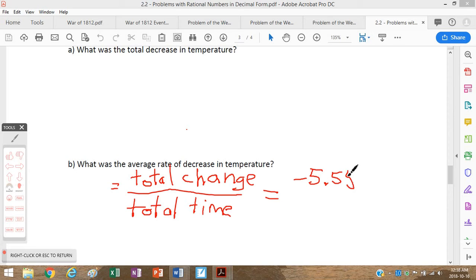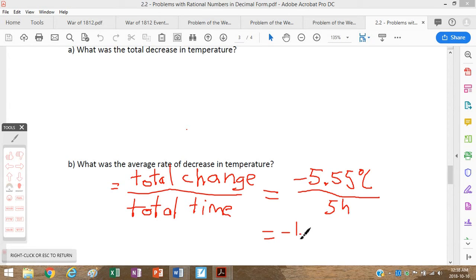And the total time, so here we have to look back at our actual question. We had 3.5 hours, and then we had 1.5 hours. We have to add those together. 3.5 plus 1.5 would be 5 hours. And our average rate of decrease is going to end up being negative 1.11 degrees Celsius per hour. Or, again, we could round that to negative 1.1.